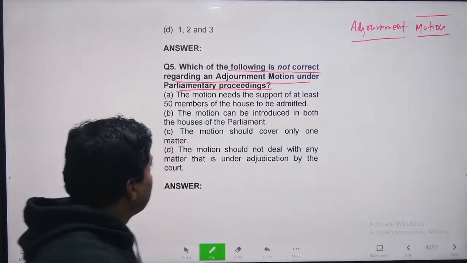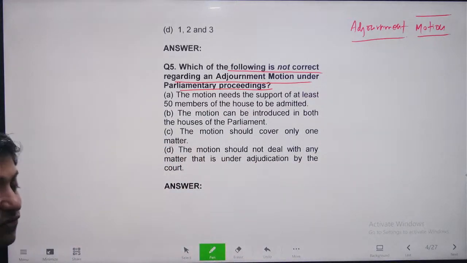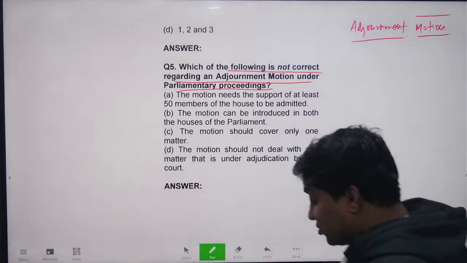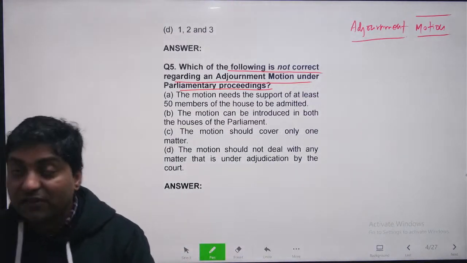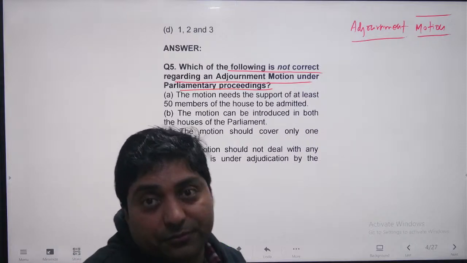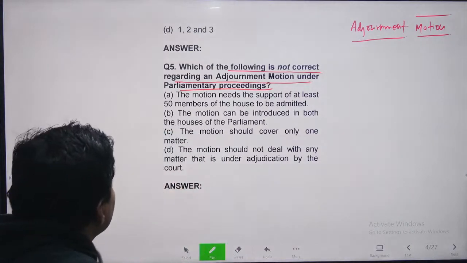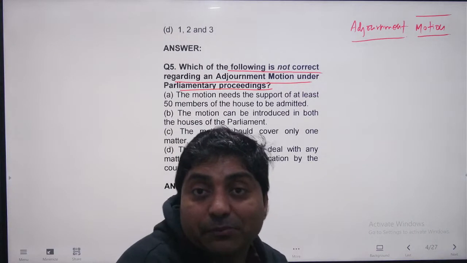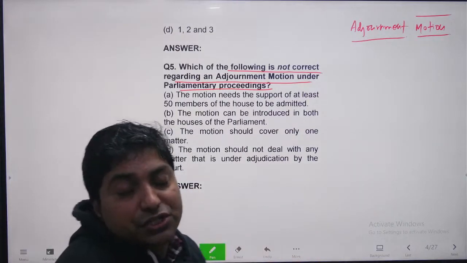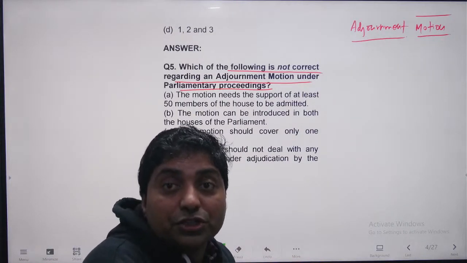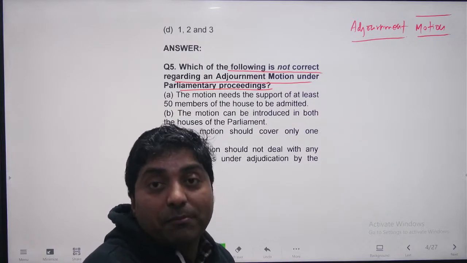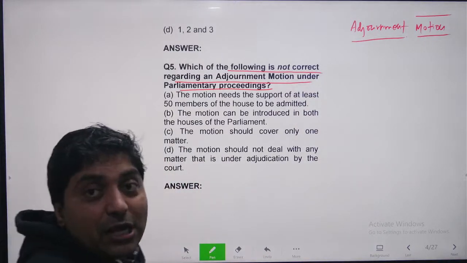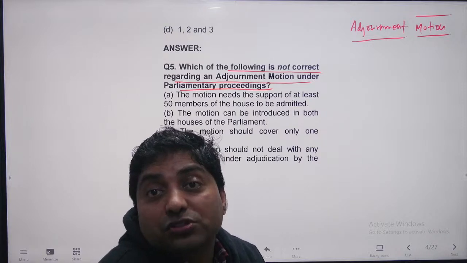What is the adjournment motion? Basically, adjournment motion is a very, very important motion in order to attract the attention of the parliament regarding a very urgent matter. Now, this motion needs 50 members to sign it before its introduction. A member cannot introduce it alone. At least 50 members should sign it, right? And then it can be introduced. And let me tell you, it can be introduced only in the Lok Sabha, not in the Rajya Sabha.